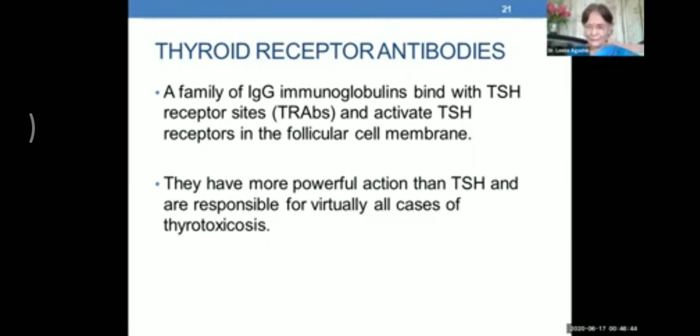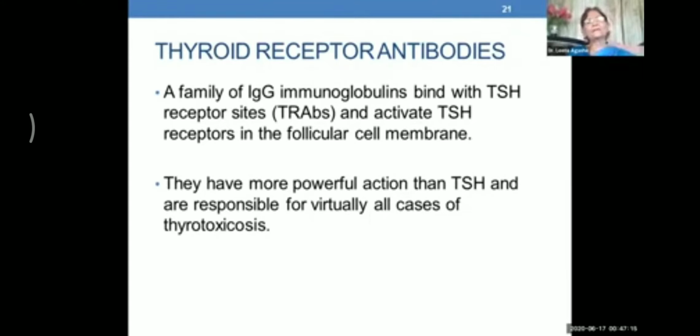hyperthyroidism, TSH levels will be low, and in contrast to this, in hypothyroidism, because the circulating levels of T3 and T4 are less, there is a message through this pituitary hypothalamus axis, and more TSH is sent, and the levels of the TSH will be seen more in hypothyroid patients.